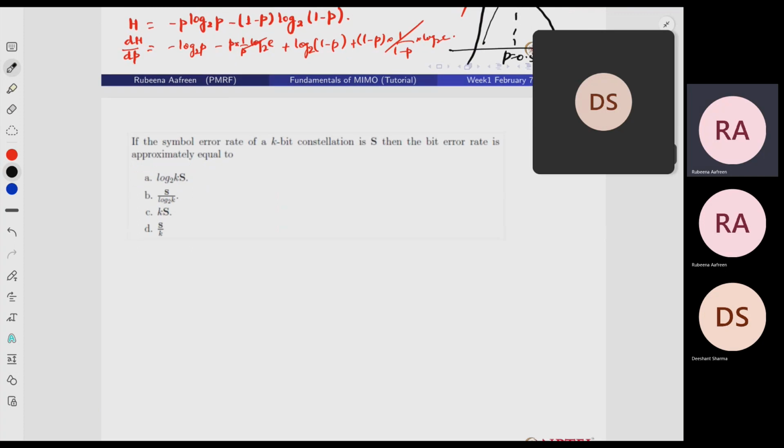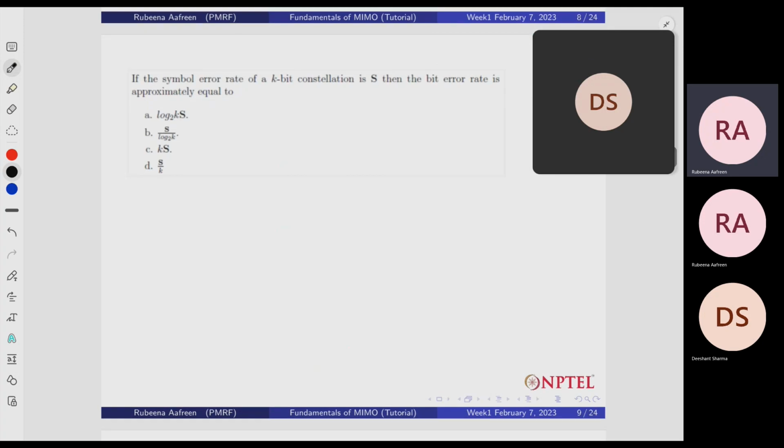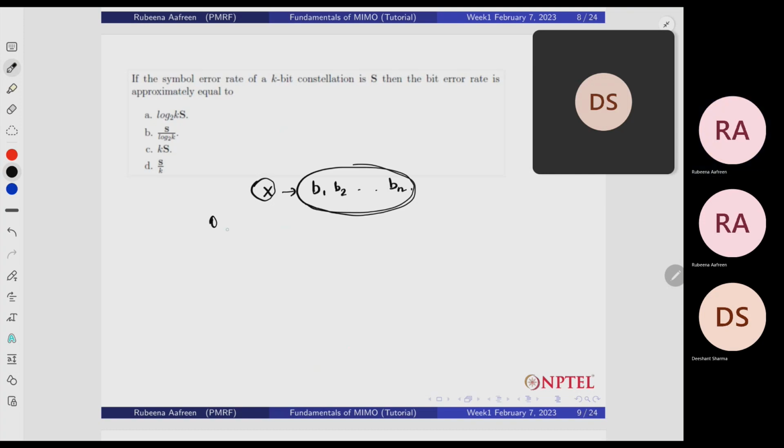So here the symbol rate of a k-bit constellation is given as S, and then the bit error rate is asked. So first we see how a symbol is formed. Suppose we have a symbol, let's say X. This X we can write as B1, B2, and so on up to Bn. Meaning, this symbol is a collection of these bits. Like suppose in a constellation you take 0011, like this. So these are symbols which are a group of 4 bits.